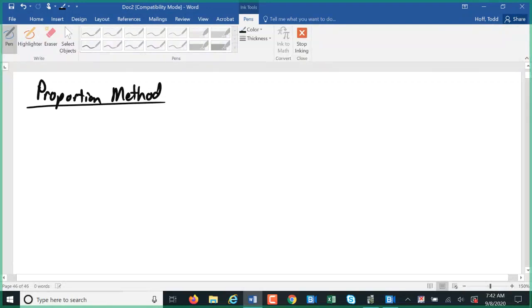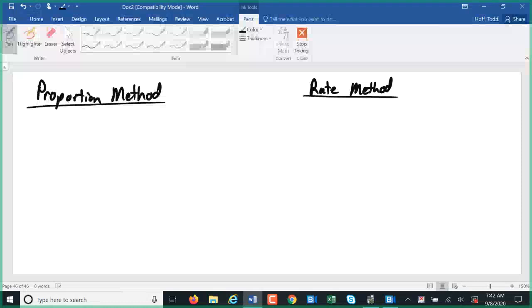We're going to use the proportion method first. And then I'm going to come back and use something called the rate method of percents. So notice I'm going to be leaving half of my screen blank. I'm leaving that space so that I can come back and redo the same problems using a different method.